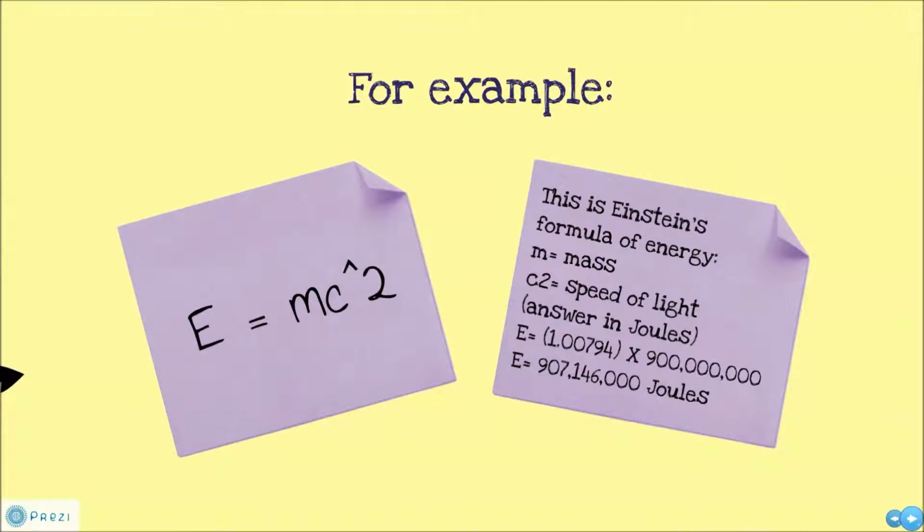Now, let's look at an example of using the sticky notes method. E equals mc squared. This is Einstein's formula of energy, where m is mass and c squared is the speed of light. When studying formulas like this, you may not need to memorize the equations and constants, but instead, it's necessary to know how to use them.